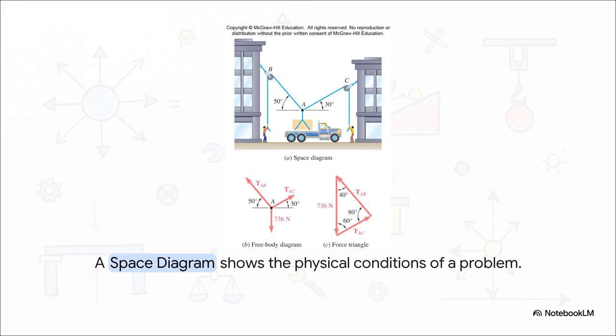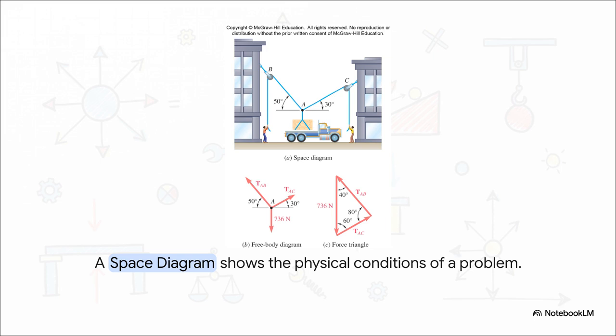It's basically a sketch showing the real-world physical conditions of a problem. So imagine a massive 3,500 kilogram automobile being unloaded from a cargo ship. It's supported by this heavy crane cable, while the worker on the dock pulls on a rope to center it. It's a very real-world, very messy environment.